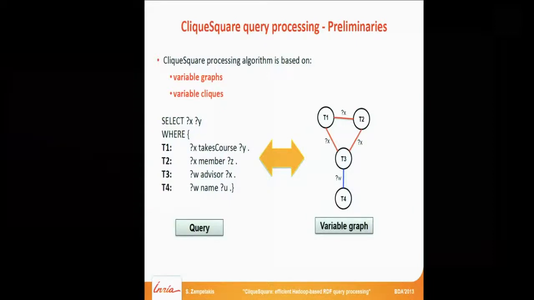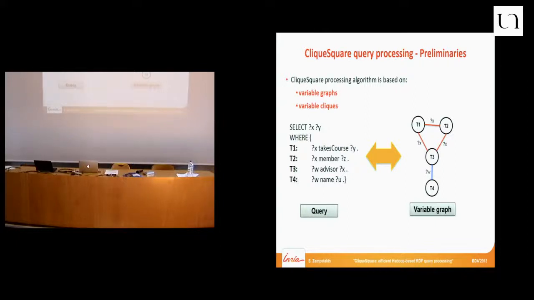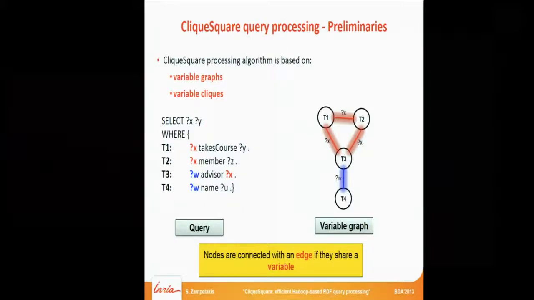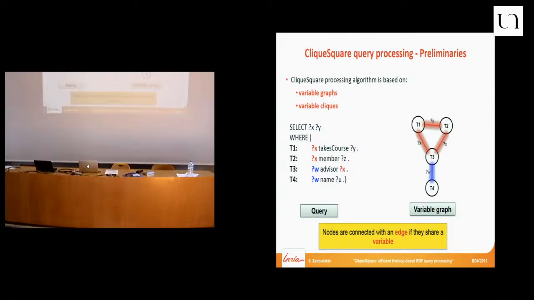So our processing algorithm relies on 2 basic notions, which are variable graphs and variable cliques. A variable graph is created simply by taking a SPARQL query and making a node for each triple pattern of the query. So each triple pattern of the query corresponds to a node in the graph. Then how do we connect these nodes together? We connect these nodes together by the variable that they share in the triple patterns.